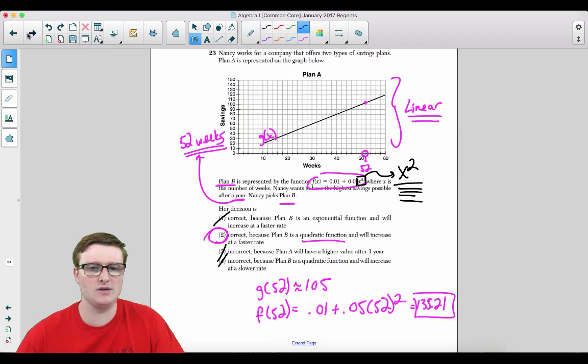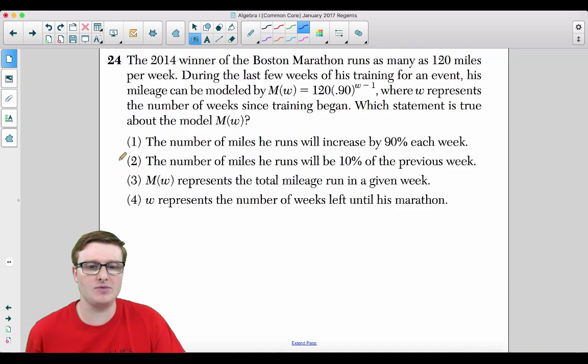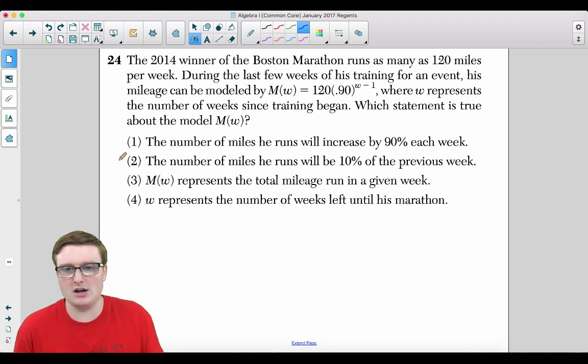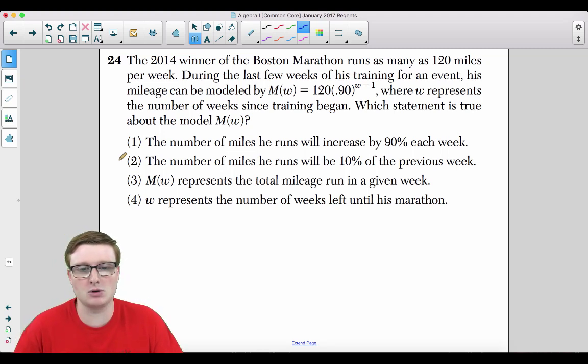All right, final question of the video, number 24. In 2004, the 2014 winner of the Boston Marathon runs as many as 120 miles per week. During the last few weeks of his training for an event, his mileage can be modeled by M of W equals 120 times 0.90 raised to the W minus 1, where W represents the number of weeks since the training began. Which statement is true about the model M of W?